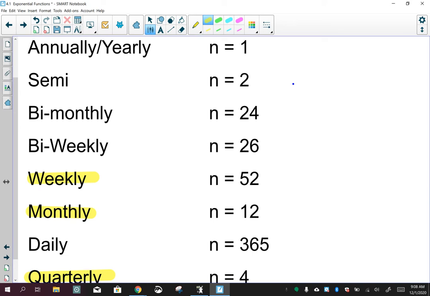Annually, once a year. Semi-annually is twice a year. Bi-monthly means you get 2 paychecks a month. You're paid on like the 1st and the 15th. Bi-weekly is you get paid every other Friday. So that's why you wind up with 26 paychecks, and that's why twice a year you get 3 paychecks in a month. Then we have weekly, monthly, daily, and quarterly. So this is what all of these look like going into the actual problems. When you're trying to figure out what your N is, if you don't know, take a look at this chart and it will help you.